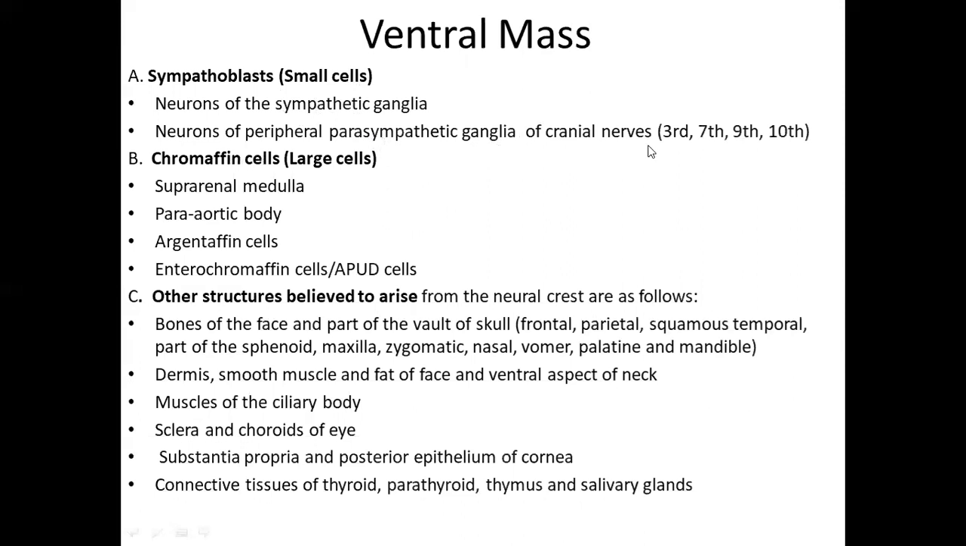That is the otic ganglia, ciliary ganglia, submandibular ganglia, and the pterygopalatine ganglia. Then the chromaffin cells, the large cells, will contribute to the suprarenal medulla, the paraganglia, the argentaffin cells, and the enterochromaffin cells and the APUD cells.